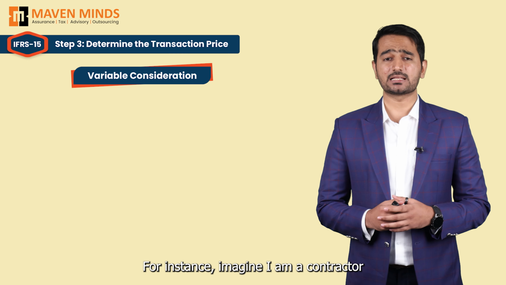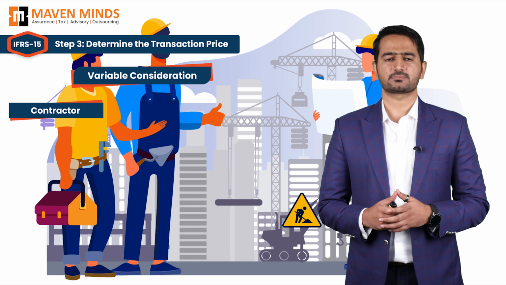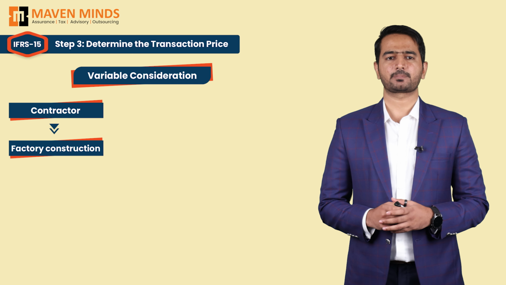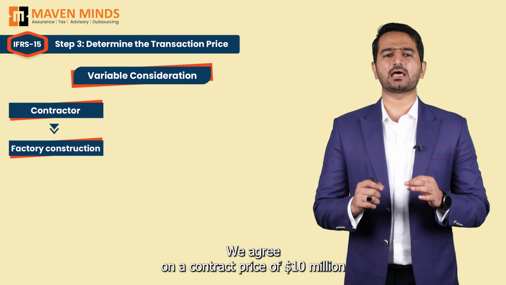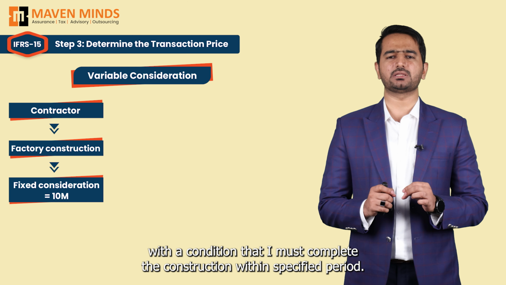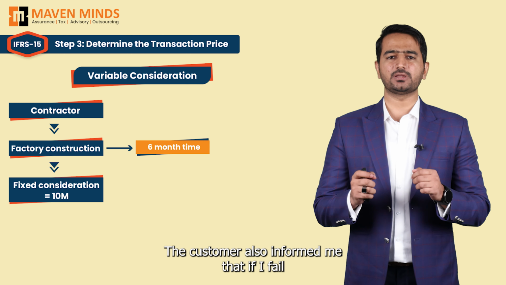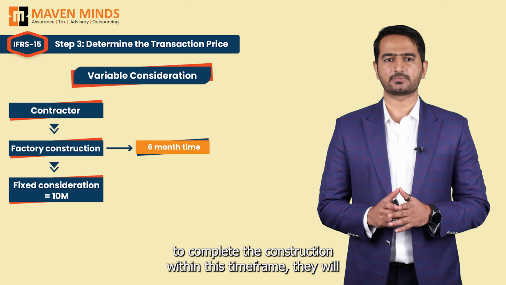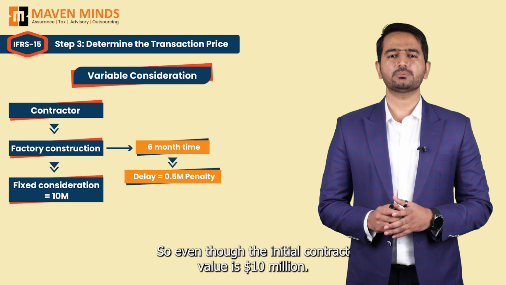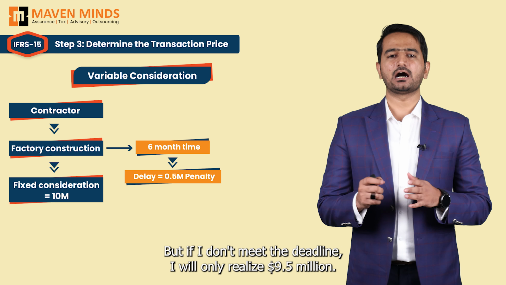For instance, imagine I am a contractor who constructs buildings, factories, or industries, and suppose I receive a request from a customer to build a factory for them. We agree on a contract price of $10 million with a condition that I must complete the construction within a specific period, let's say 6 months. The customer also informed me that if I fail to complete the construction within this time frame, they will deduct a penalty of $500,000 from the contract price.